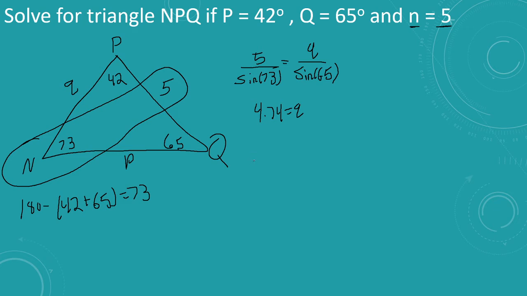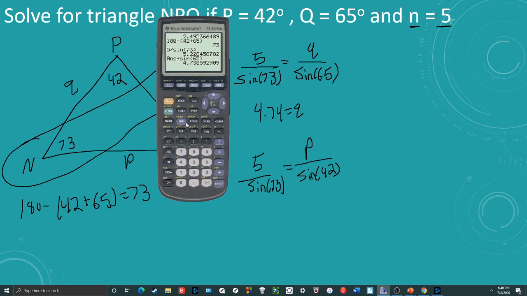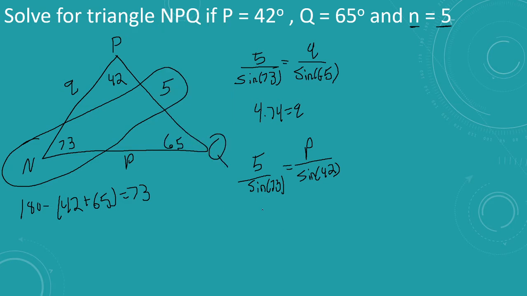And then I set the same thing up for the next one. So 5 over sine of 73 is equal to, in this case, it's going to be little p over sine of 42. And this should be the smallest side because I'm using the smallest angle. So if we get the smallest side length, that means we know we're on the right track. So 5 divided by sine of 73, and then times sine of 42. We get 3.5, which is good because that is going to be the smallest side. So 3.5 is equal to P, and those are my two missing side lengths.